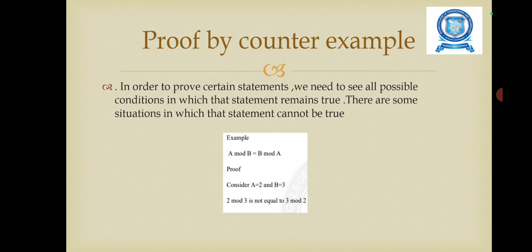Next we are going to see proof by counterexample. In order to prove certain statements, we need to see all possible conditions in which that statement remains true. For example, A mod B equal to B mod A. Proof: consider A value as 2 and B value as 3. Likewise, we have to show 2 mod 3 is not equal to 3 mod 2.